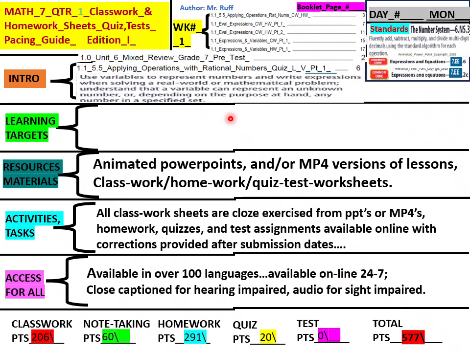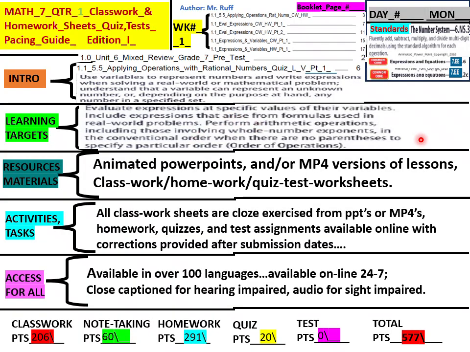Our learning targets will be: evaluate expressions at specific values of their variables, include expressions that arise from formulas used in real-world problems, perform arithmetic operations, including those involving whole number exponents, in the conventional order when there are no parentheses to specify a particular order. So this is order of operations, which you should have covered in your Math 6.